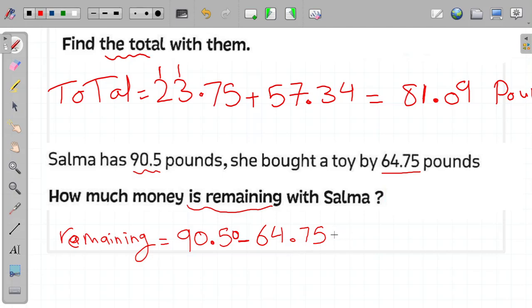So 0 minus 5, it can't be. So I will borrow from 5. It will be 4 and 0 will be 10. 10 minus 5 equals 5. 4 minus 7, it can't be. So I will borrow from 9. It will be 8 and 0 becomes 9 and 4 becomes 14. So 14 minus 7 equals 7 and I will put the decimal point. Next I have 9 minus 4 equals 5 and 8 minus 6 equals 2. So the remaining is 25.75 pounds.